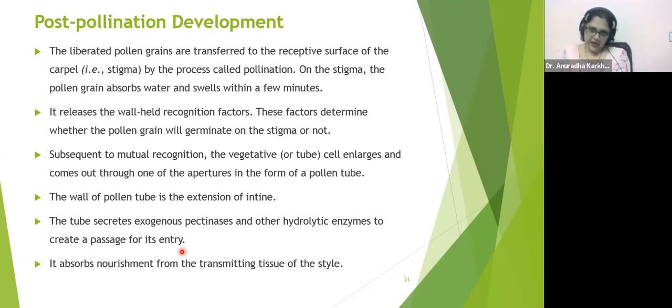Yeah, crunchy. Yes, Palak, very correct. It gives that crunchiness. Very right. Okay. Anyone else having any difficulty with this post-pollination development?